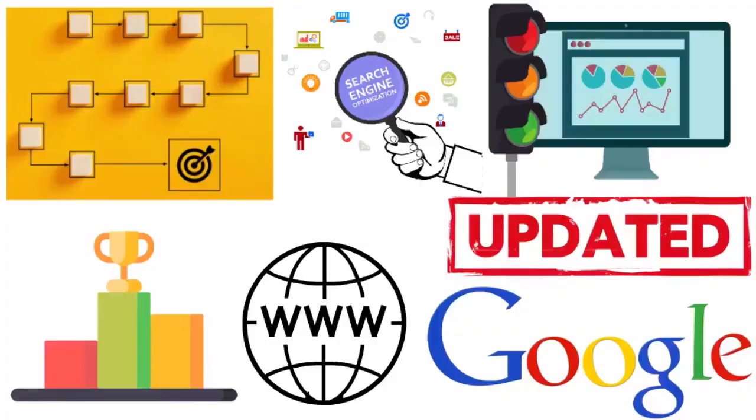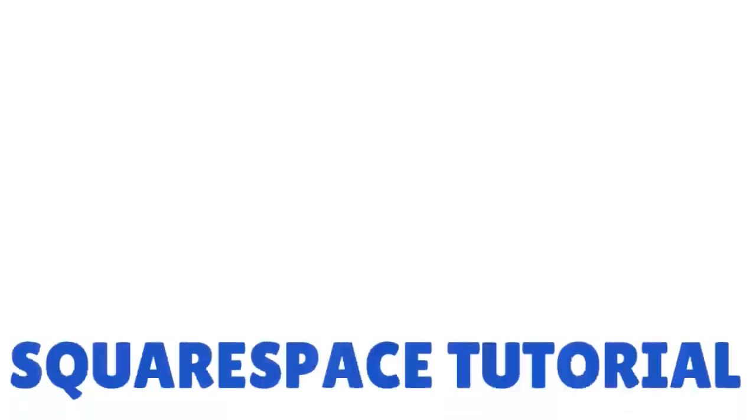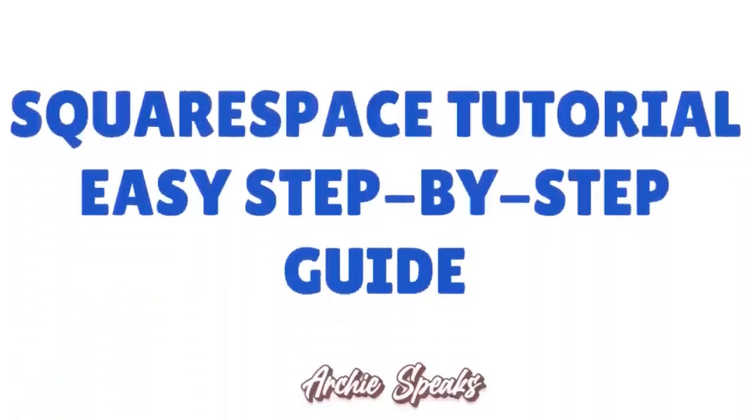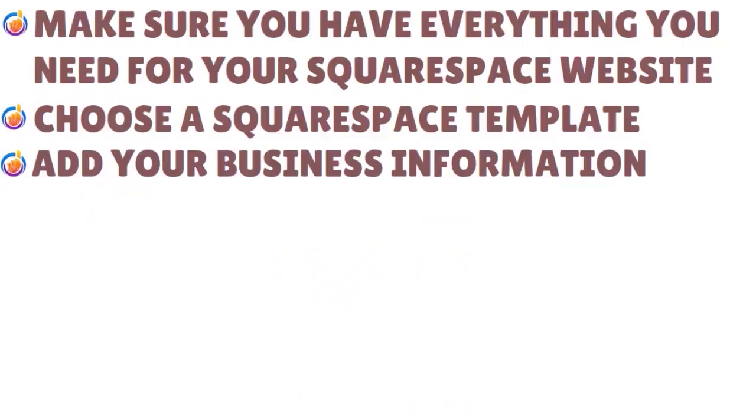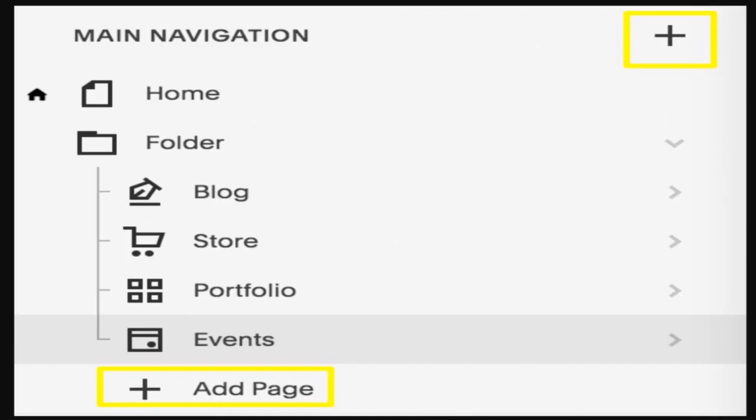By the way, boss, I want to quickly remind you, today's topic, we're having a conversation about a Squarespace tutorial. This is a step-by-step for beginners. And so step number 1, make sure you have everything you need before you start. Number 2, choose a Squarespace template. Number 3, you want to add your business information. Number 4, here you have to build your site navigation. What does that mean? When you hear the terms site navigation and main menu, those mean the same thing.